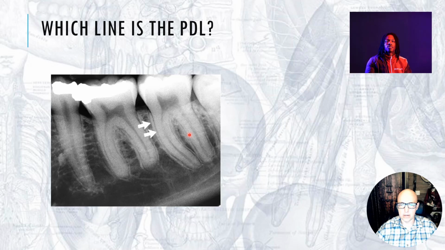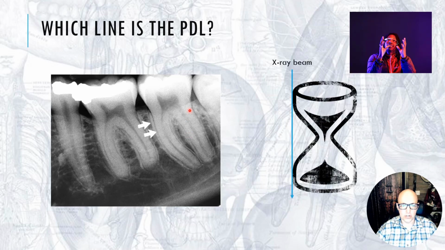A little trick question for you. So which of these lines is the PDL space? Great time for this meme. How about both? Yeah, if you have an hourglass shaped root where you have a double curvature, the X-ray beams can pass tangentially through both sides of the PDL space. So one's on the mesial, one's on the lingual. Both of those are PDL space. They both appear healthy, so nothing wrong with that one.